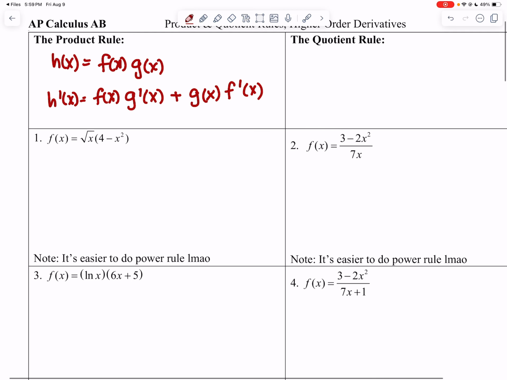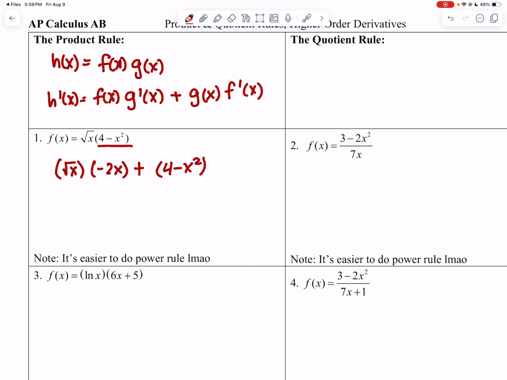So for example, here on number one, I have a product, I have a square root of x, and I have 4 minus x squared. We're going to pretend that's f of x, and we're going to pretend that this is g of x. So my first function and my second function. So I'm going to do first times the derivative of 4 minus x squared, which is just negative 2x, plus second, so my second function, times the derivative of my first function, which is 1 over 2 square root of x.